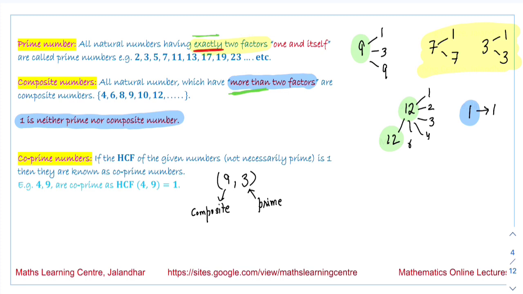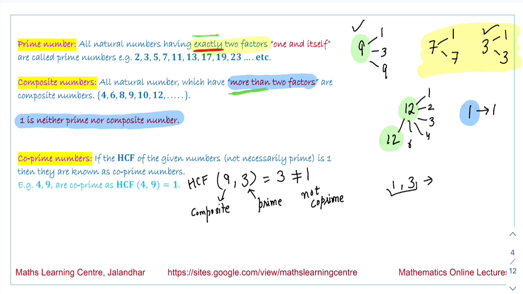Now if I look at the HCF of 3 and 9, we have seen the factors of 3 are 1 and 3, and the factors of 9 are 1, 3 and 9. So their common factors are 1 and 3. From 1 and 3, the highest common factor is 3, which is not equal to 1. It means these two numbers are not co-prime. So the definition of co-prime is that their HCF should be equal to 1.